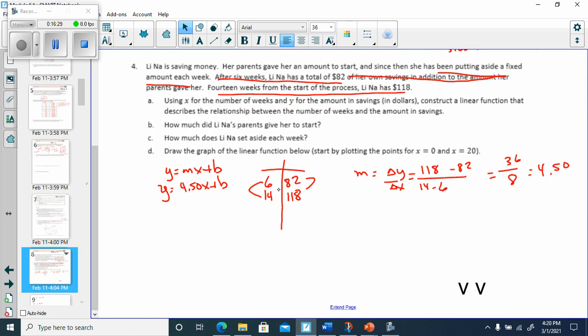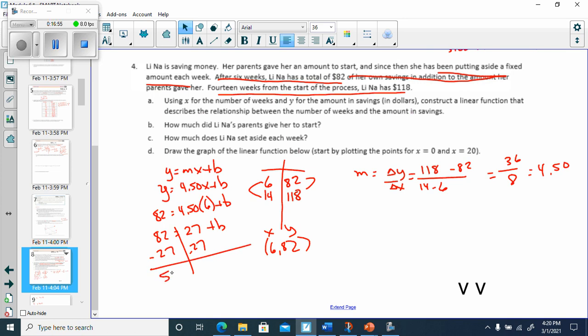To get B, we plug in one of our points. How about we use 6 and 82? Here's our X, here's our Y. 82 is equal to 4.50 per week times 6 weeks plus whatever she was given to start with. So 4.50 times 6 gives us 27. If we subtract 27 from each side, we wound up with 55 is equal to B. Our equation becomes y is equal to 4.50x plus 55. That means she's saving $4.50 a week, and her parents gave her $55.